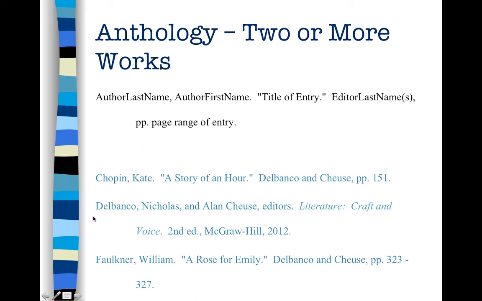So what my reader understands here when they come to the Chopin citation, and they'll be listed in alphabetical order on your Works Cited page, so this is how they'll look. The Chopin citation will be listed, and it's just kind of an abbreviated citation. It's going to point our readers to the Delbanco and Cheuse citation down here, and this does the same. The William Faulkner citation here points them to the editor citation here. So that's what we'll do if we have two or more works in the same anthology.